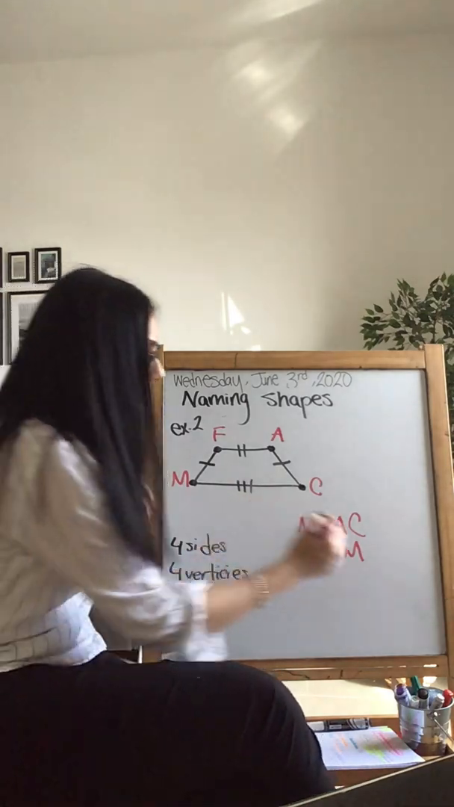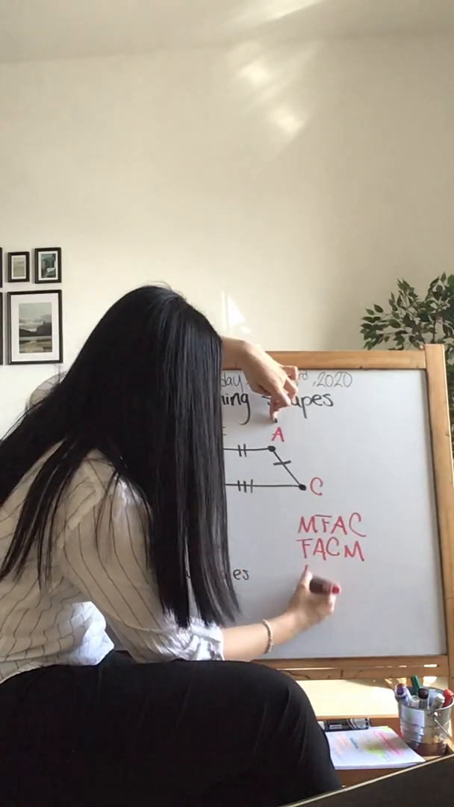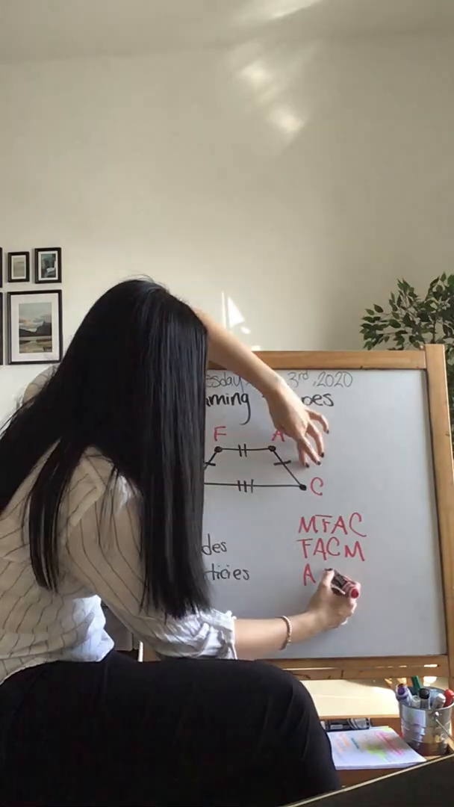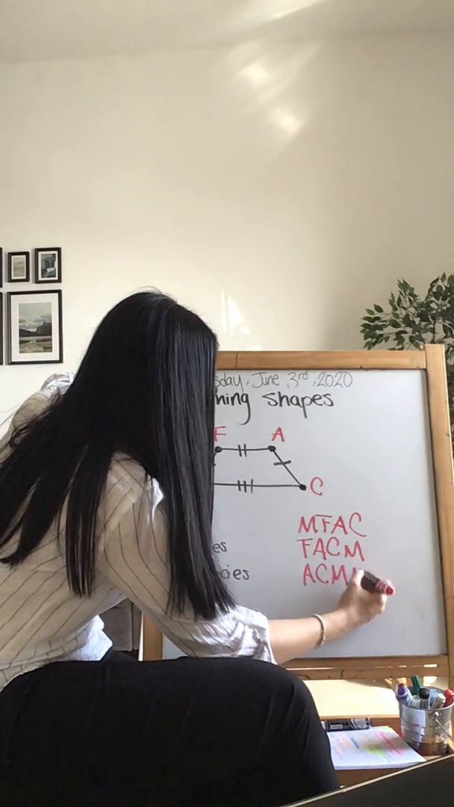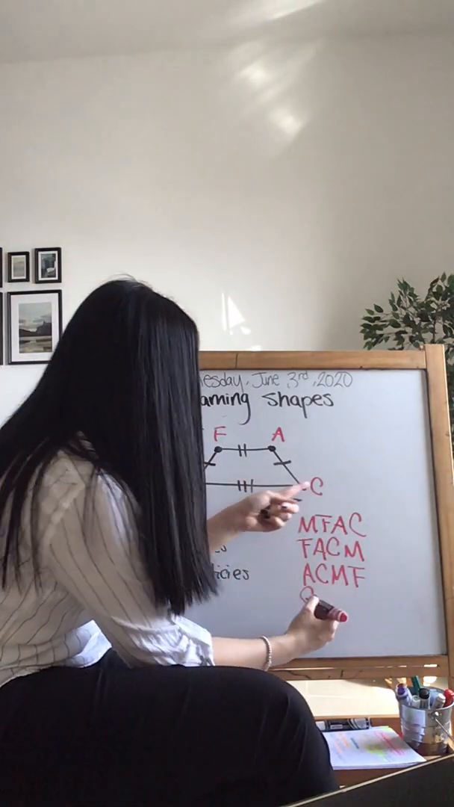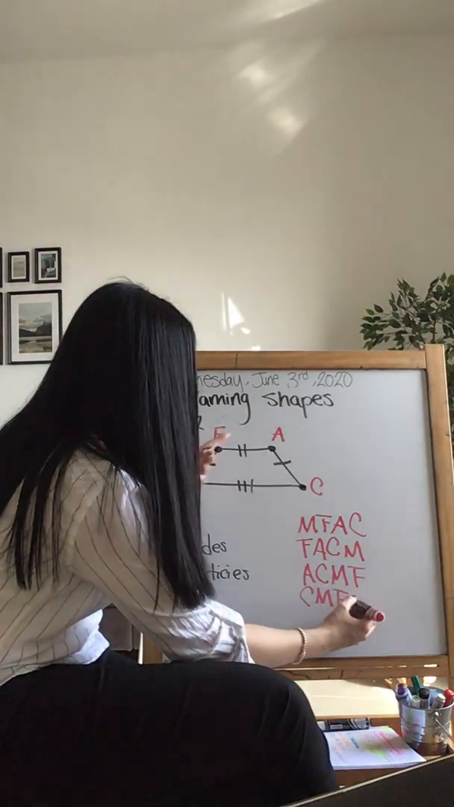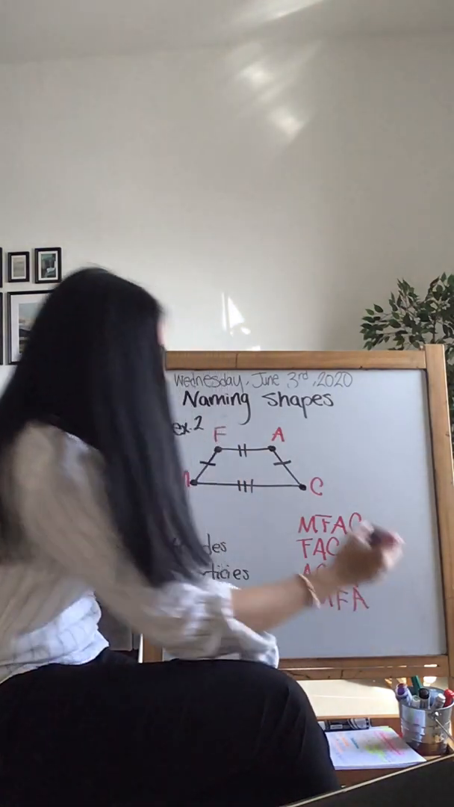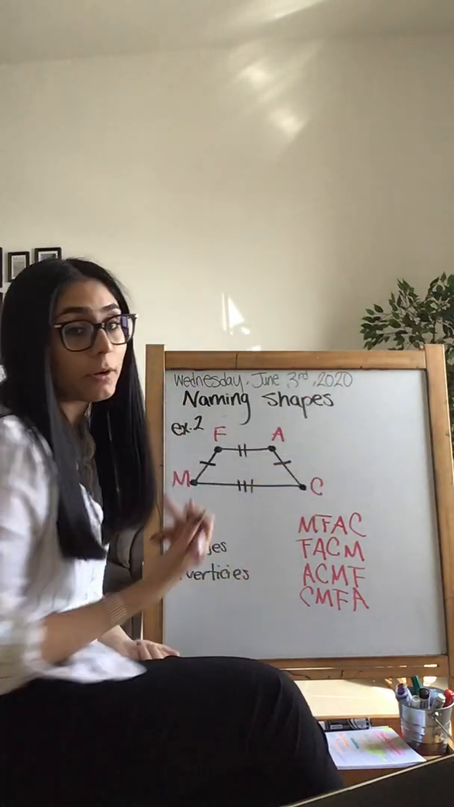And then you stop there. You don't keep going. What if I start at A? Then comes C, then comes M, then comes F. And now what if I start at C? C, M, F, A. These are all correct, because they're in order.